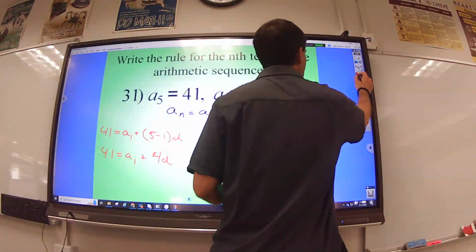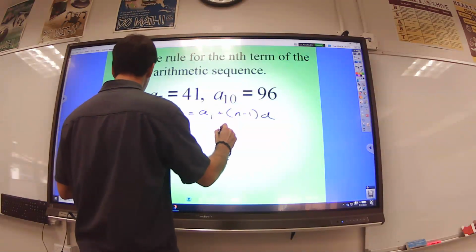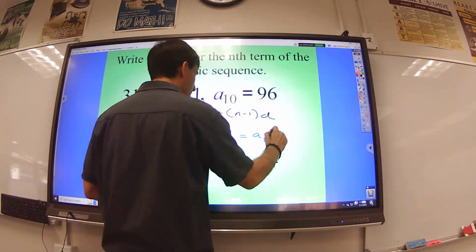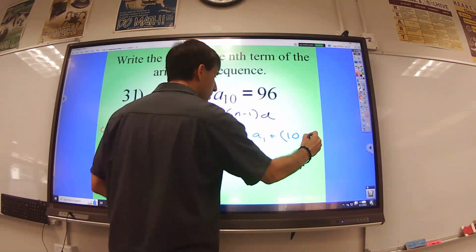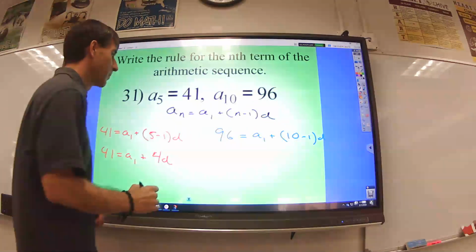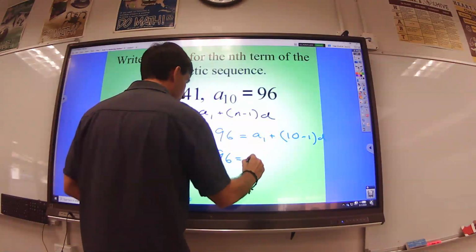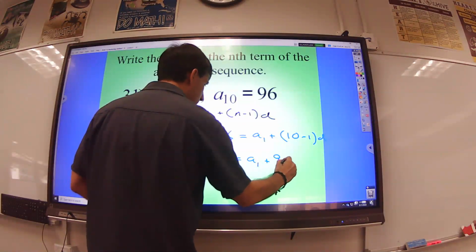I'm doing blue, and we got a sub n now is 96 equals a sub 1 plus n minus 1, which is 10 minus 1, times the common difference d. Okay, let's simplify this. 96 equals a sub 1 plus 9d.